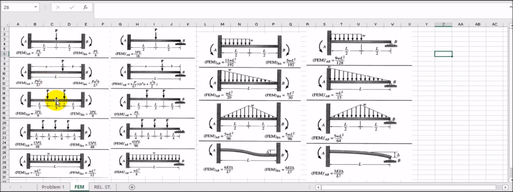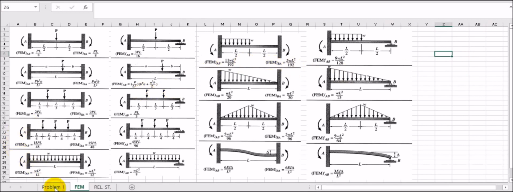If you don't know the fixed end moments, you can just pause the video here and take a note of all of them. Basically, the moments that we require are for a point load at a distance a, a point load acting at the center, and a UDL. So these are the only fixed end moments that we require.